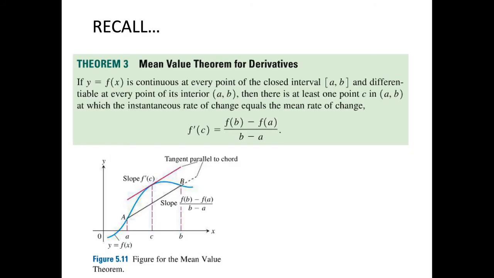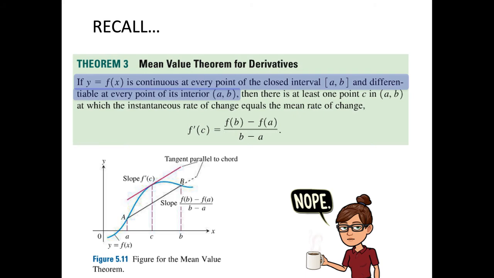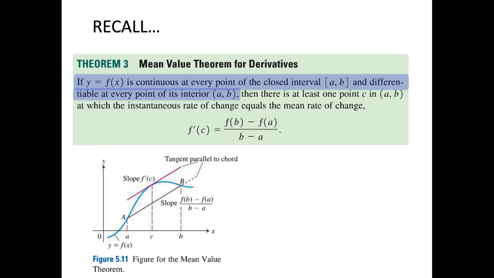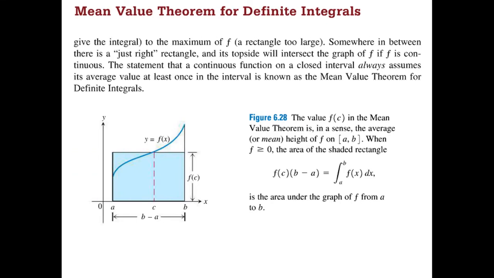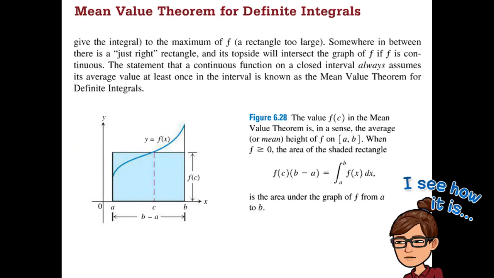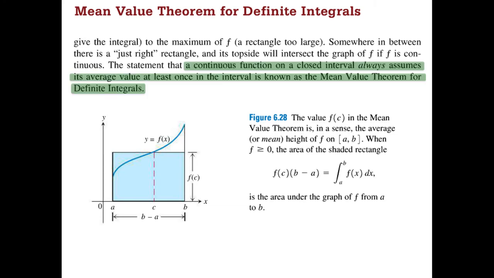Do you remember the mean value theorem for derivatives? It tells you if a function is continuous on a closed interval and differentiable on an open interval, then there's at least some point where the instantaneous rate will equal the average rate of change. Well, there's a mean value theorem for definite integrals, and it uses average value. So essentially what it says is that if your function is continuous on a closed interval, then there will always be at least one number, one input, that will equal that average value.